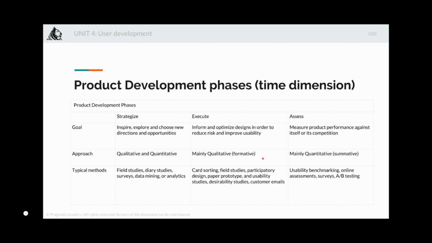You're just trying to understand that the design direction I have taken, that decision has been made. Now let's improve upon it. So that's why you would use qualitative methods like card sorting, field studies, participatory design, paper prototype. You will do all of this, okay?